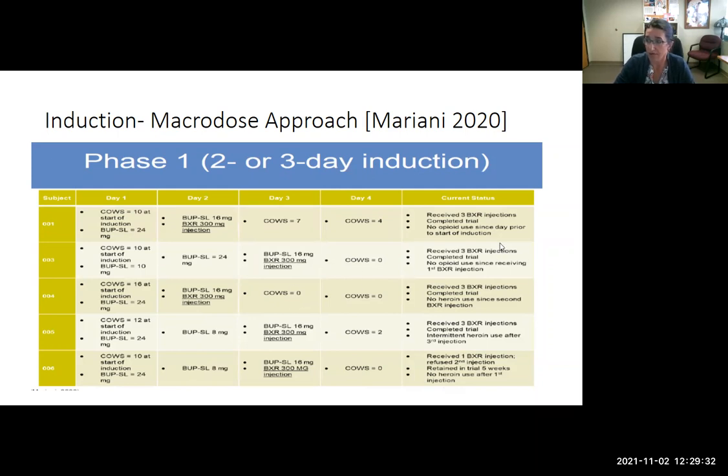And you can see here, as far as the status of these folks, 2 of them, I believe, got the injection on day 2, and 3 of them got it on day 3 after having their initial sublingual dose. And there you can see what happened to their COWS scale over time; it went down significantly by day 4. And they had great results, given a small case series, in terms of no opioid use and patients continuing on the buprenorphine injections.